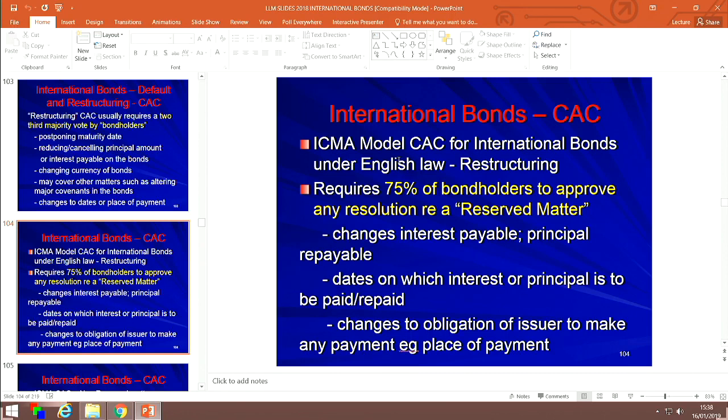Reserved matters include changes of interest payable, changes of principal payable, the dates on which the interest or principal becomes payable, and changes to the place of payment and the dates of payment. All of that will require, if you use the ICMA model CAC clause, 75% of bondholders.